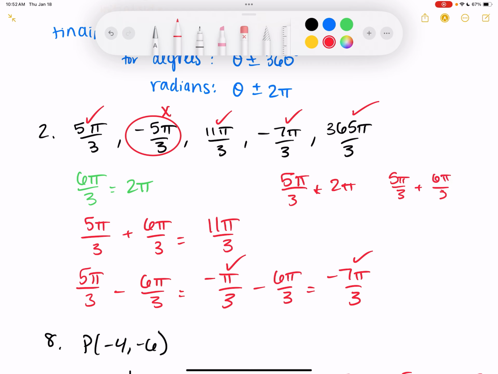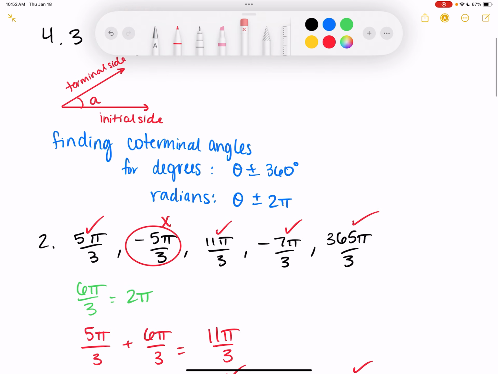I just know that anything that's going to reduce down to 2 pi is what I'm going to use. So this could be 4 pi over 2. It could be 6 pi over 3, 8 pi over 4, 12 pi over 6. These are going to be the common ones that we use, because those are the increments that are on our unit circle. And that's typically what I'm finding something that's coterminal with.